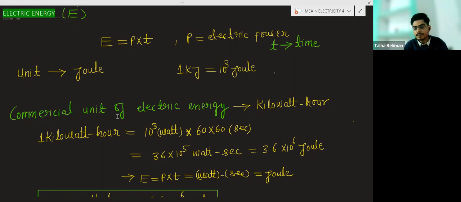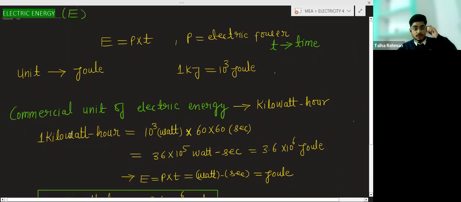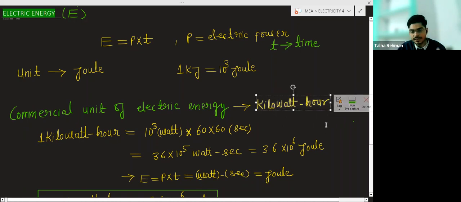Suppose 1000 joule of energy is consumed, so you have to take into account the 1000. For the commercial unit, that 1000 will be much less. You can understand. The commercial unit of electrical energy is the kilowatt hour.